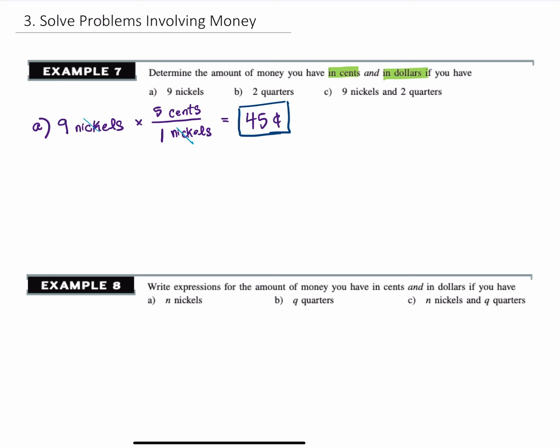And then the next part is asking in dollars. And I mean, I know I would just put this as 0.45 to express it in terms of dollars, but let's keep practicing this unit conversion. So I have 9 nickels. And then let's say I want to cancel the nickels and turn it into dollars.